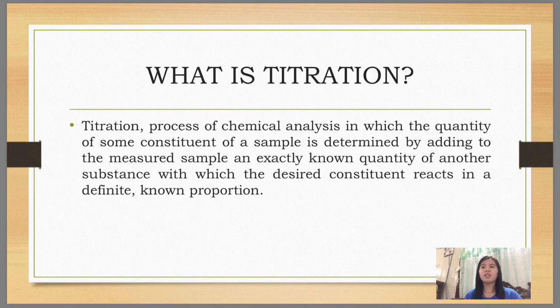Titration is a process of chemical analysis in which the quantity of some constituent of a sample is determined by adding to the measured sample an exactly known quantity of another substance with which the desired constituent reacts in a definite known proportion.